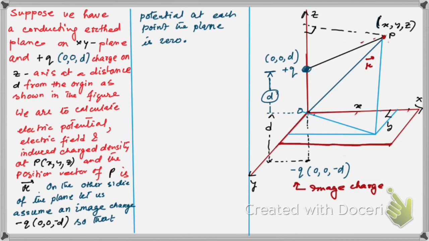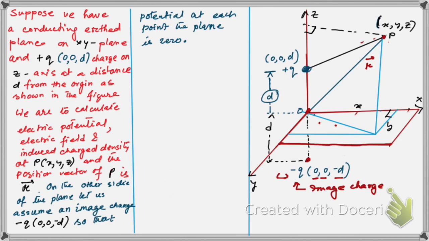And let us take, this is minus Q. We have assumed minus Q on the other side of this conducting surface. Its coordinate is (0, 0, minus d), and this is the image charge, at the same distance d from the conducting surface. So we are to find the electric potential on the surface, that is obviously 0, and the electric field on that surface, then the charge density on the surface.